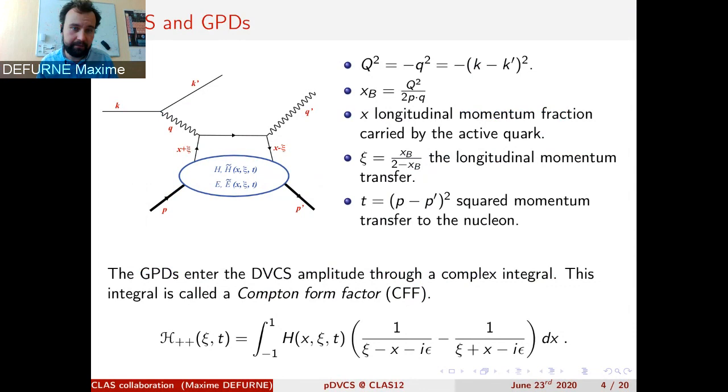Unlike the PDF that can be accessed at first order quite easily from the DIS cross-section, the GPDs parameterize the DVCS amplitude not directly but through a complex integral, because if you compute the amplitude associated to this diagram, what you have is a convolution of the GPD with the upper part where you can apply perturbative QCD. Here you can see the Compton form factor at the bottom of the slide, H, which is the GPD times the propagator of the quark, and then you need to integrate over the x variable, which is the average longitudinal momentum fraction carried by the active quark. So in the end, the DVCS amplitude is parameterized by complex integrals of GPDs that we call Compton form factors.